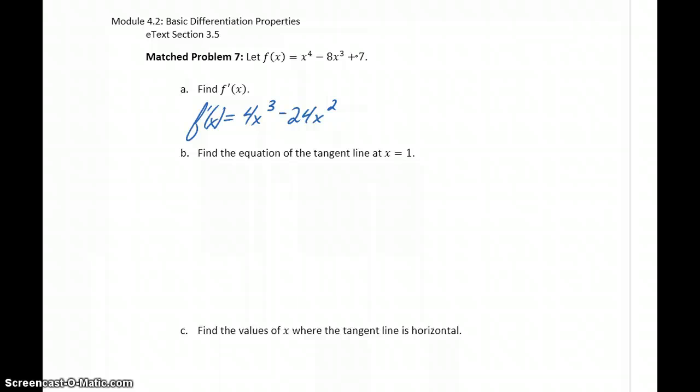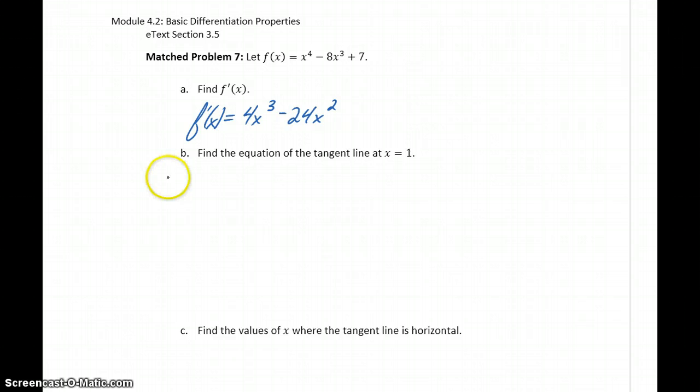So once we figure out this derivative function, we can plug in any value for x and find the slope, or the rate of change, of our function at that point. So at a particular value for x, how quickly is our function increasing or decreasing? Part B, we want to find the equation of the tangent line at x equals 1.